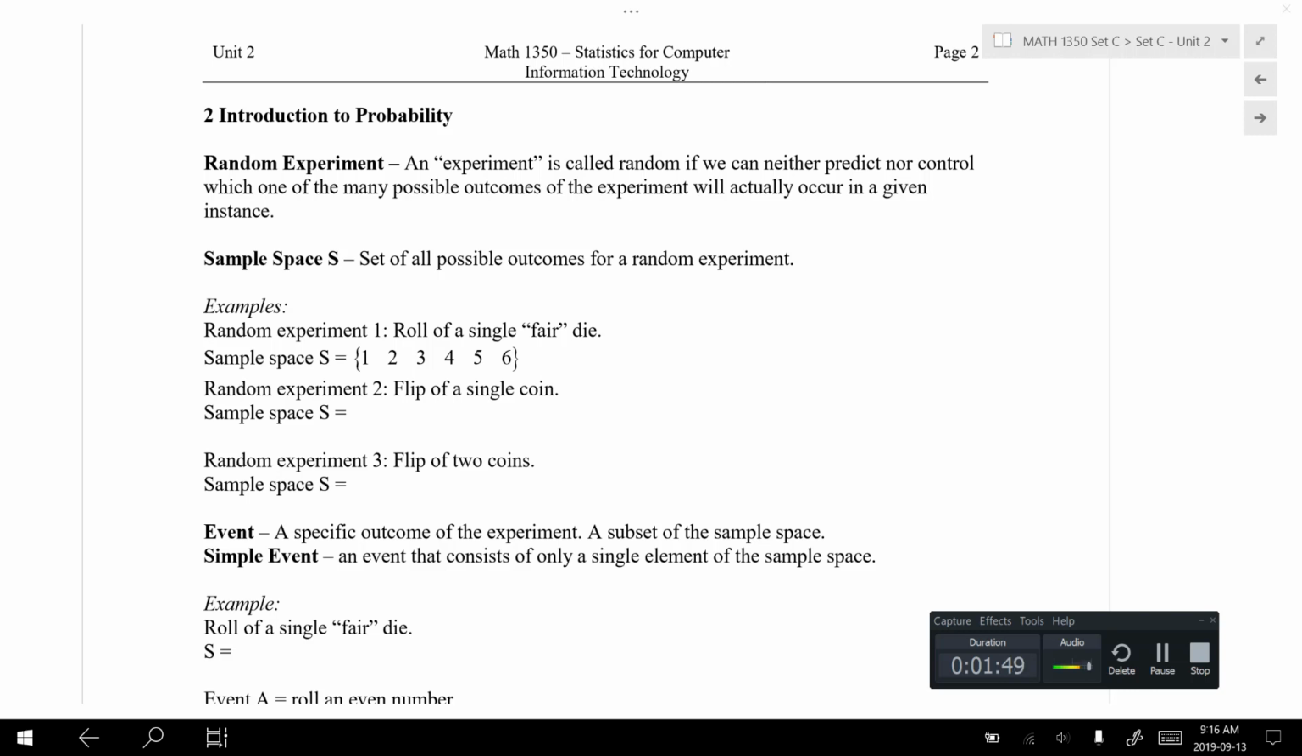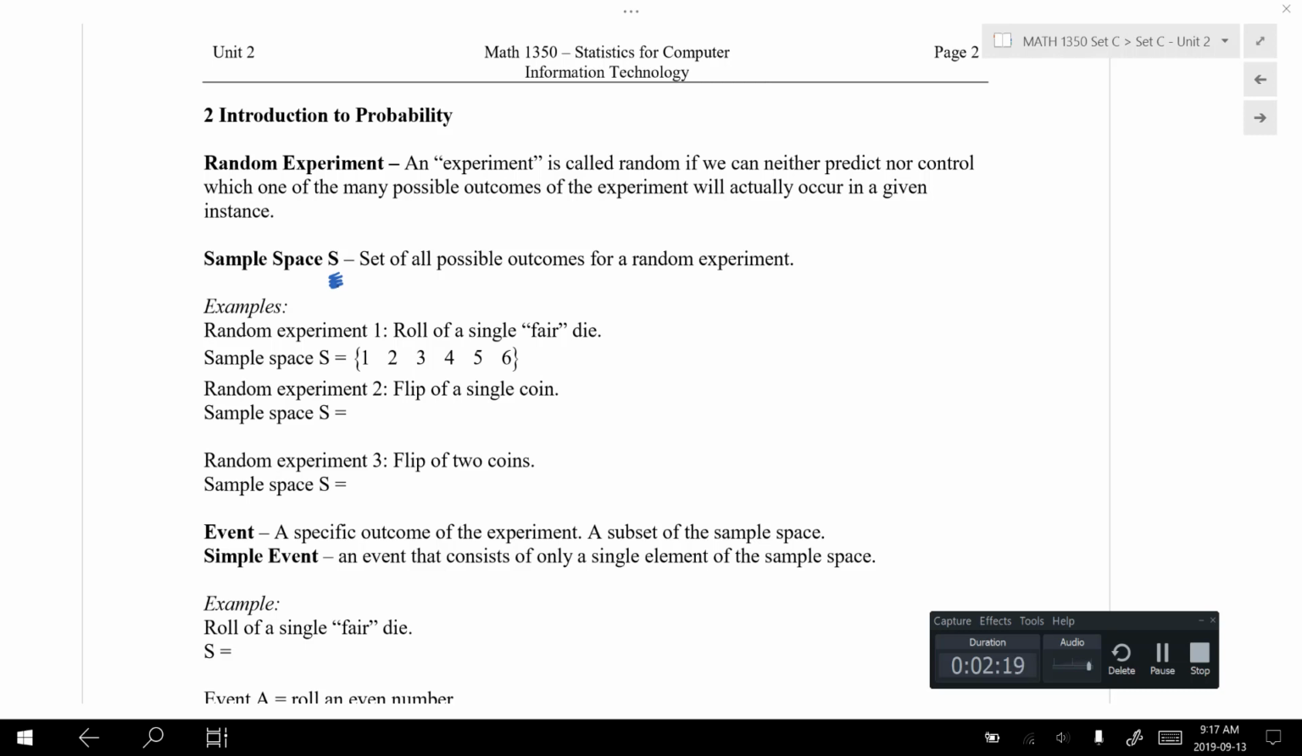In probability, we're thinking a lot about experiments and random experiments. So this is some kind of event that we can't control and we can't predict. We're not sure what's actually going to happen, but a number of things could happen. We often denote the sample space by S. So this is, as we say, the set of all possible outcomes for a random experiment.